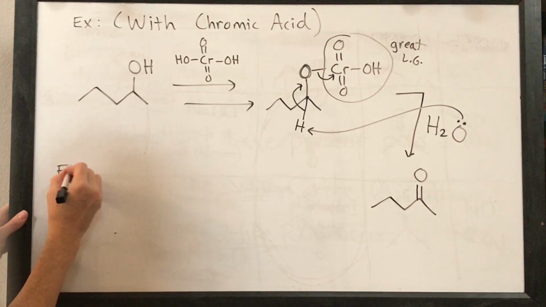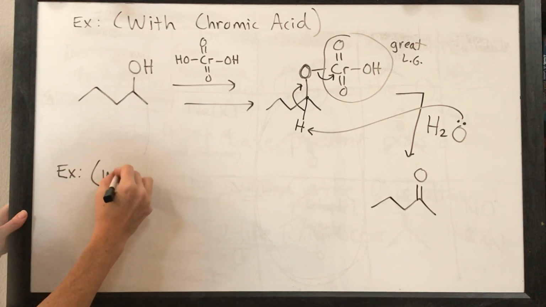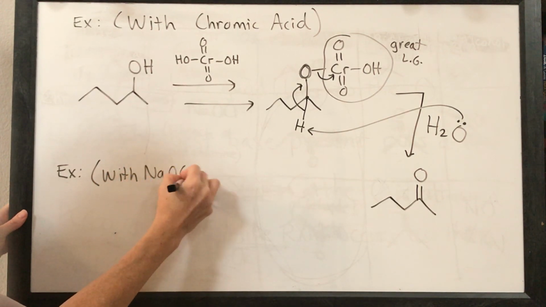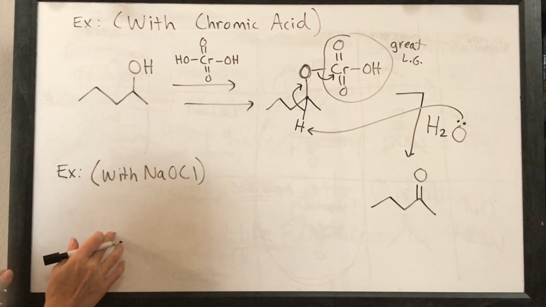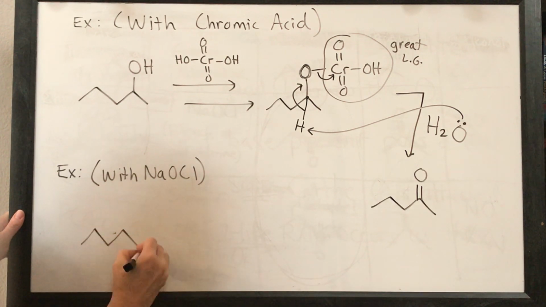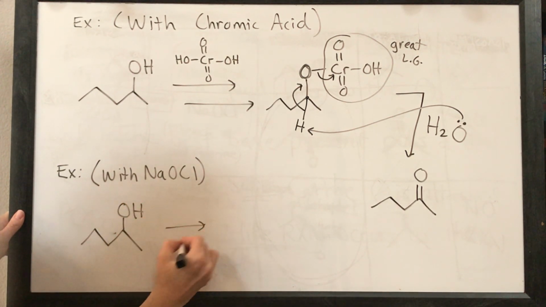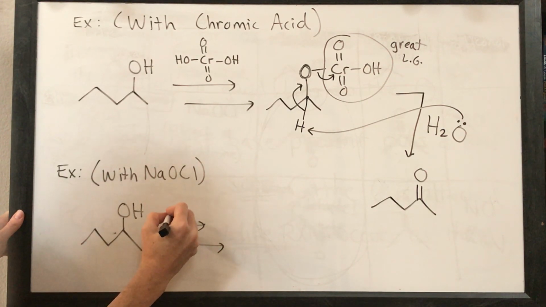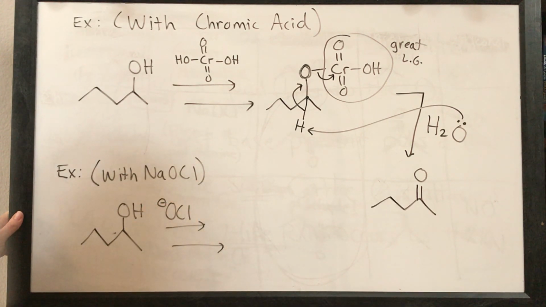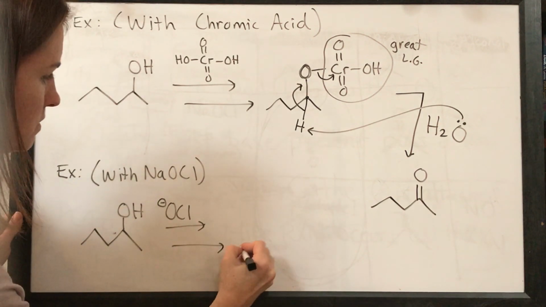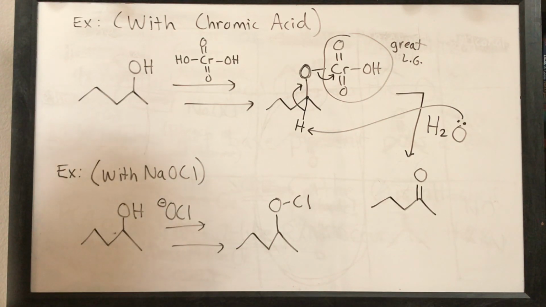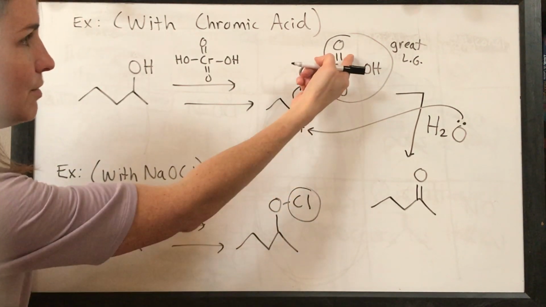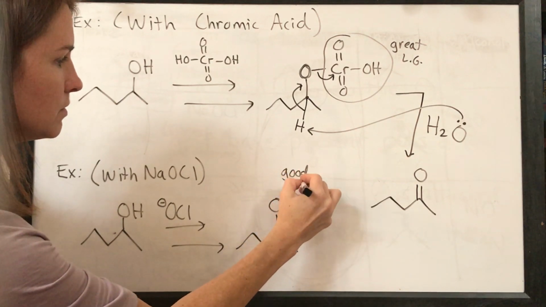Let's do the same thing with bleach, with NaOCl. You're asked to do this as one of the post-lab questions in your very last lab. So write it down now and then copy it later. So same idea. The only difference when you have bleach is that what ends up happening after a couple steps is that we then have an oxygen with a chlorine on it. And so the chlorine is now the great leaving group.